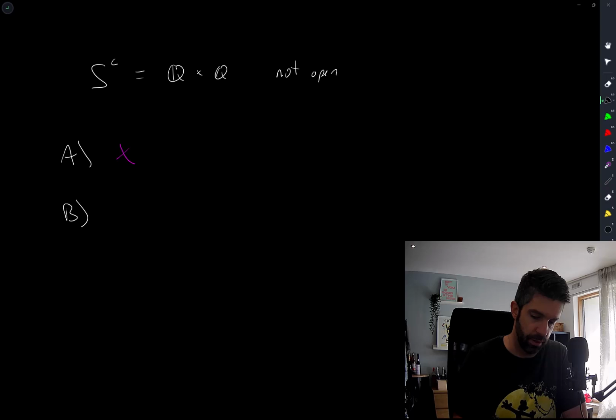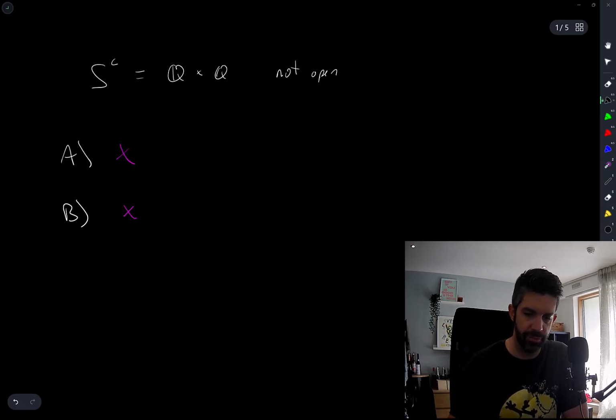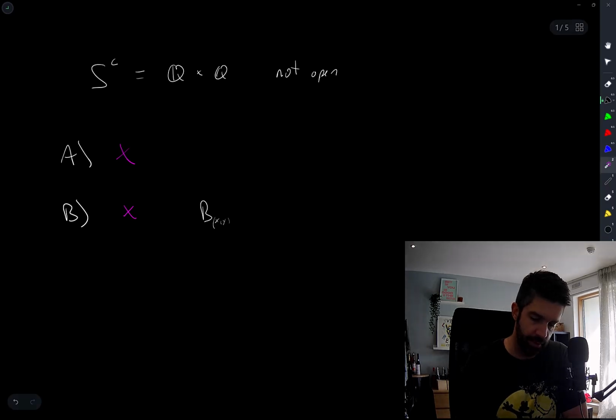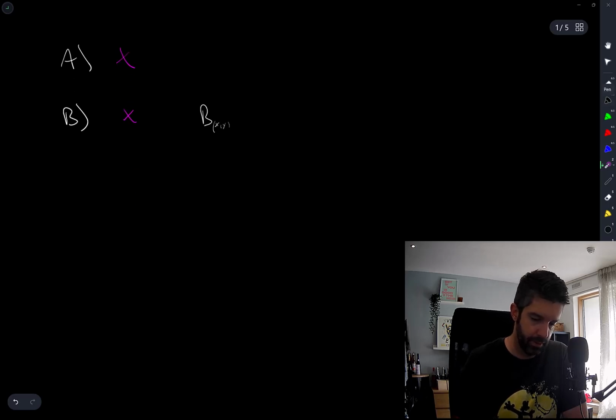B is also wrong. I mean, in the standard topology on R2, if I put a ball B(x, y) around any point, this will contain points in here. So it's not open. Connected.